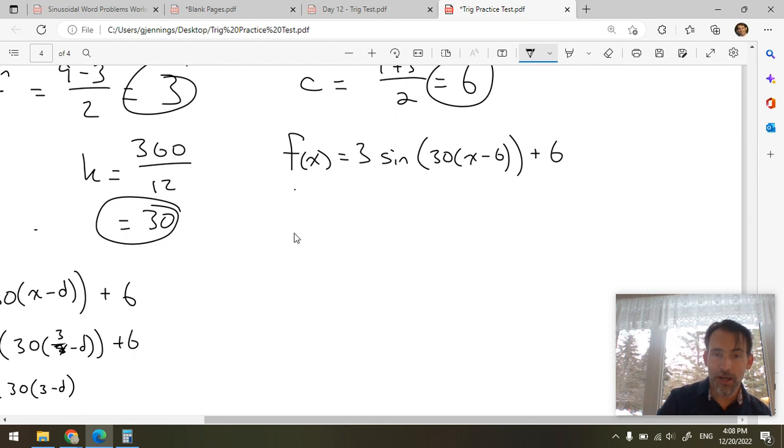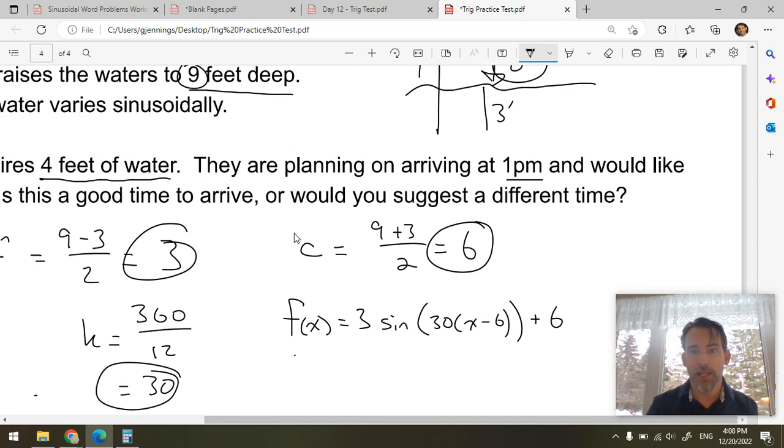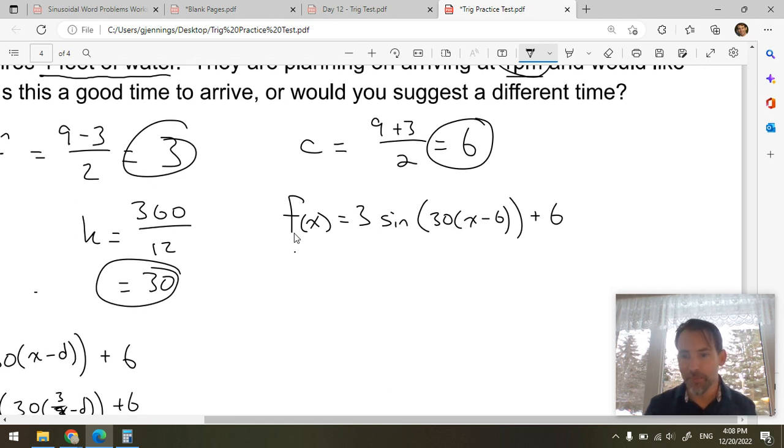And then we can go ahead and say, what will the tides be like at 1 p.m.? Note 1 p.m. and 1 a.m. are different, but since they're separated by 12 hours, they're actually the same. But we can go ahead and use 1 p.m. equals hour 13, because it's 13 on the 24-hour clock. So we can go ahead and find the depth at that time, see if it's a good time for our friend to arrive. Their boat needs 4 feet of water.